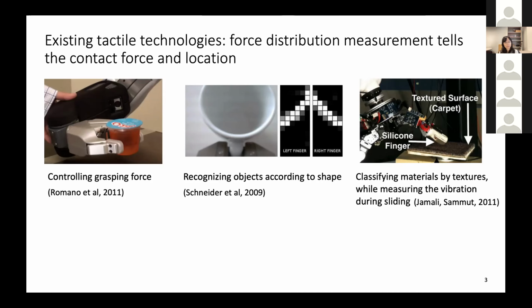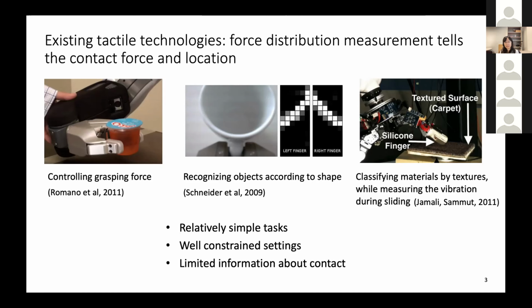Those examples show what we can do if we use tactile sensors to detect contact and normal force. But the constraint is that those tasks are relatively simple and only work in well-constrained settings, and what the sensor provides is very limited information about the contact. So we also want the robot to be able to understand more and get more information from the environment.